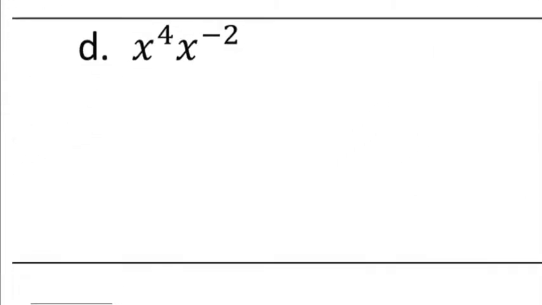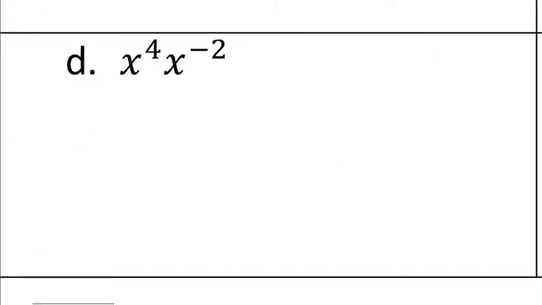So for D, I have x to the 4th times x to the negative 2nd. I could move those to the denominator, but I don't need to. I'm just going to combine them. So x to the 4th times x to the negative 2nd is just going to be x to the 2nd power.